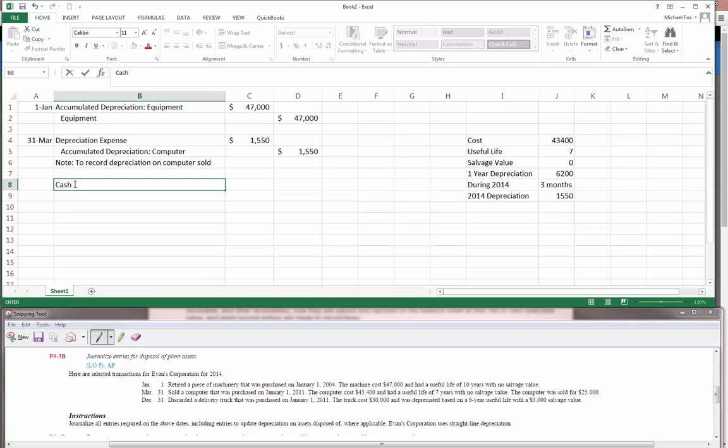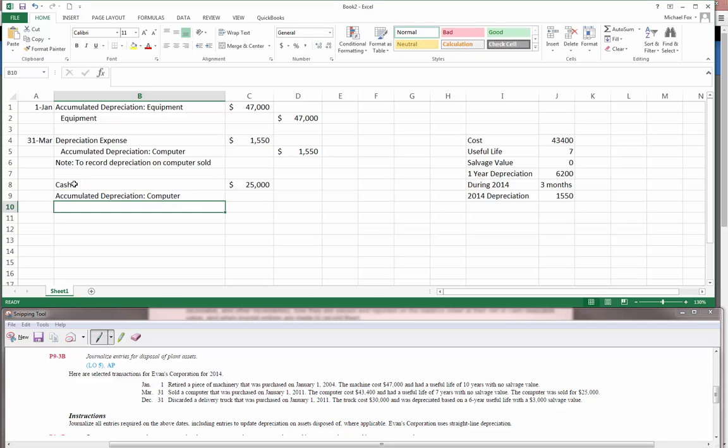For one, our cash went up, right? We sold it for some cash, so we had an increase to cash of $25,000. For another, we have to get rid of the accumulated depreciation account, because that's what we do when we get rid of an asset. We get rid of the asset account and its linked accumulated depreciation account. So we're going to have to figure out a balance in that account, because it's not given to us, to know how much we've got to deal with here.